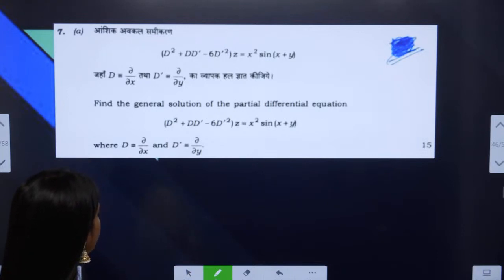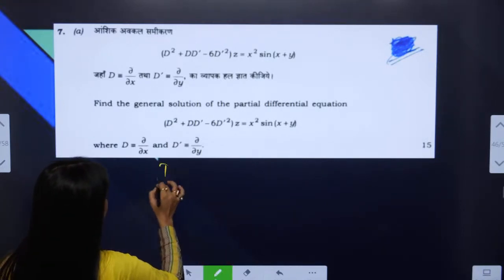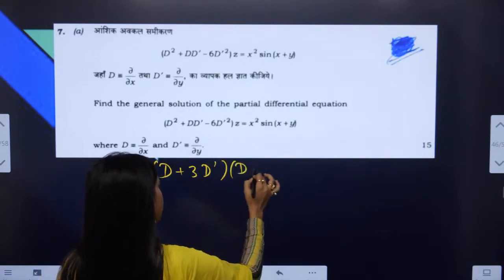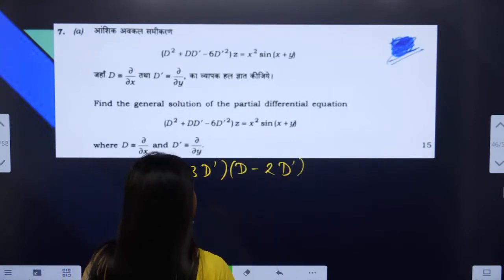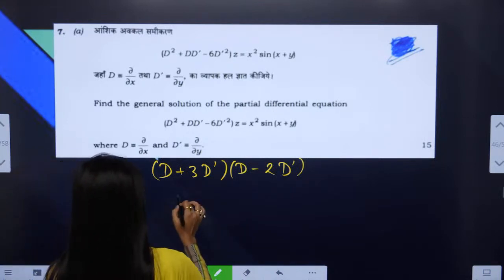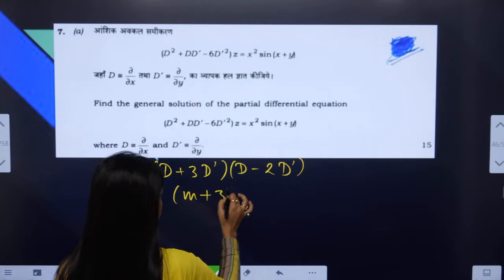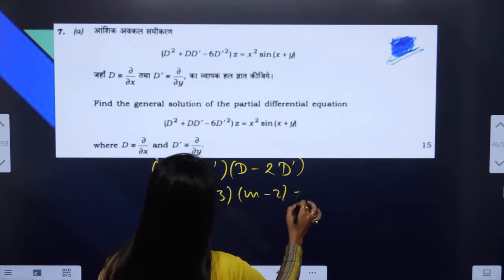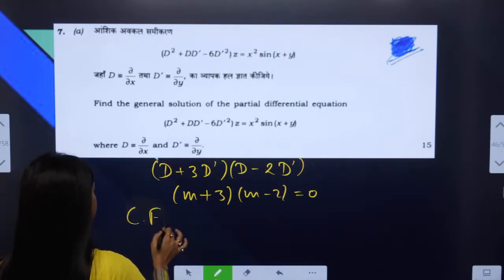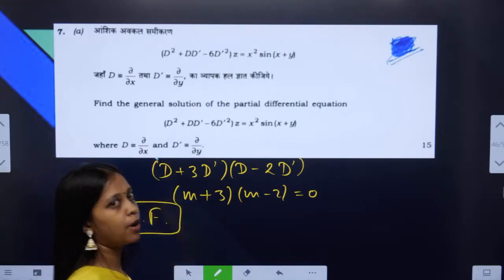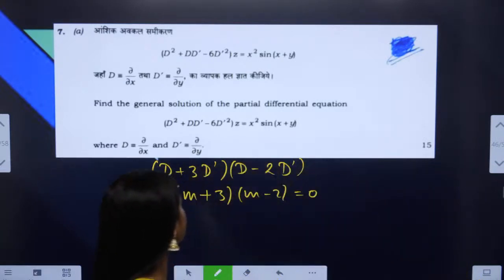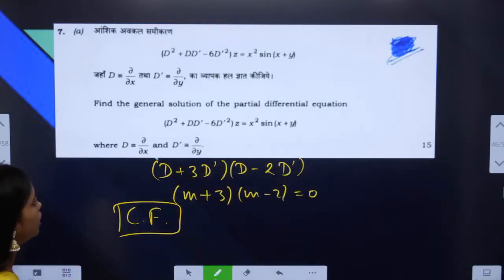First, just convert this. Yes, of course, this is D plus 3D dash and D minus 2D dash. The auxiliary equation will become (m plus 3)(m minus 2) equals 0. Solve for m and you can get your CF first. Don't forget we are in a partial differential equation, so it is not as simple as what we used to write.